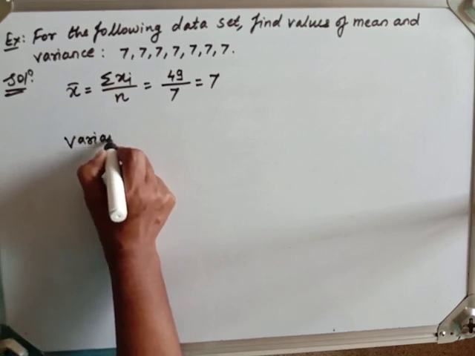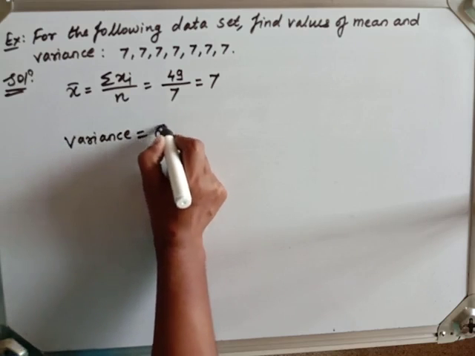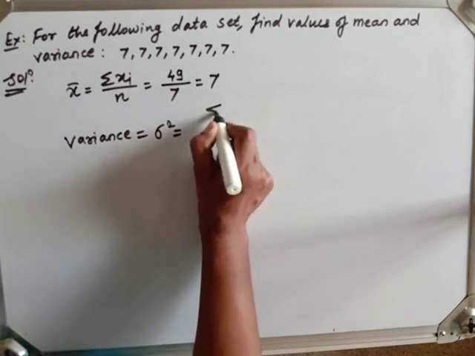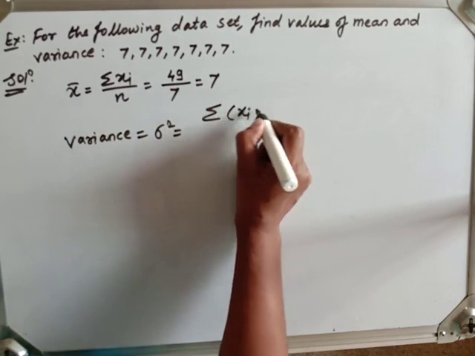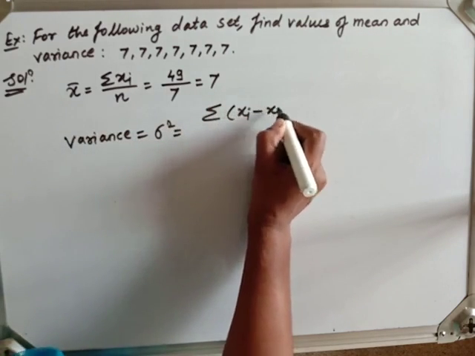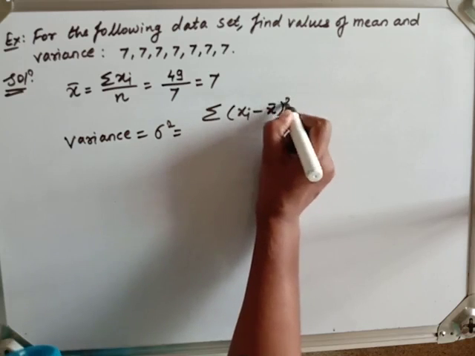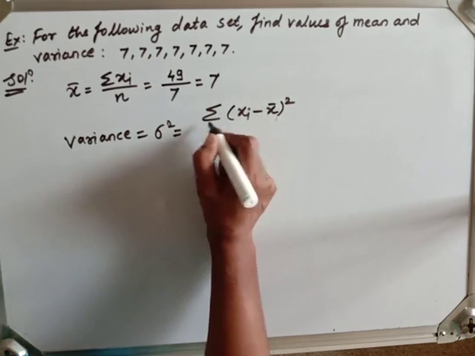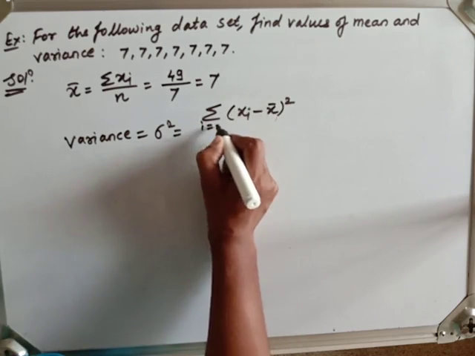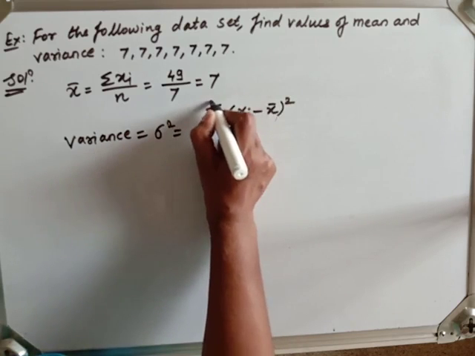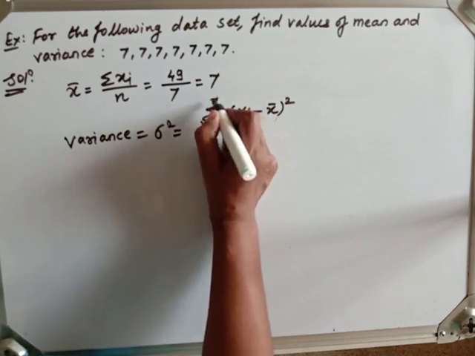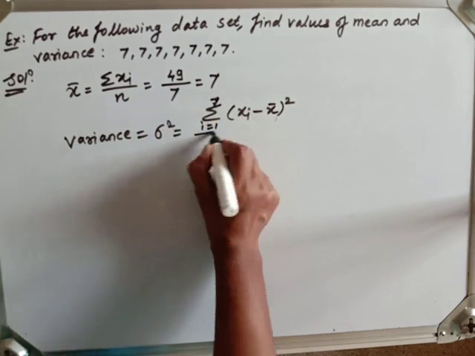Now the question is about variance, that is sigma square. It is summation of xi minus x bar square. This is the square of deviations. We will take the arithmetic mean of the square of deviations, so i from 1 to 7 upon what?